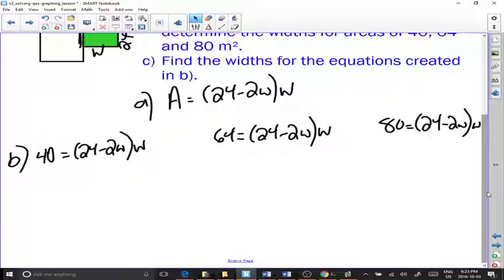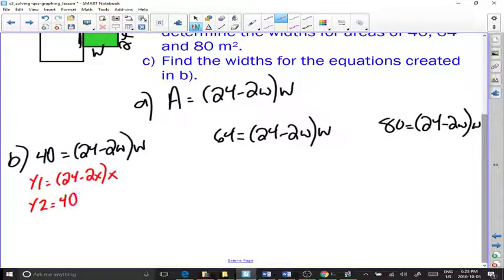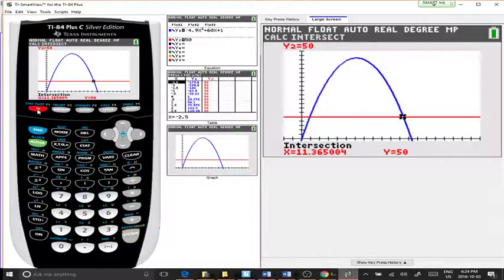Really, to answer these questions, what we have to do is associate one side of the equal sign as your y1 and one as your y2. So I can set y1 equal to (24 - 2x) times x, because again, we have to use x's and y's, and our y2 equal to 40. Okay, I can do that. So let me get the graphing calculator here. Go to it here.